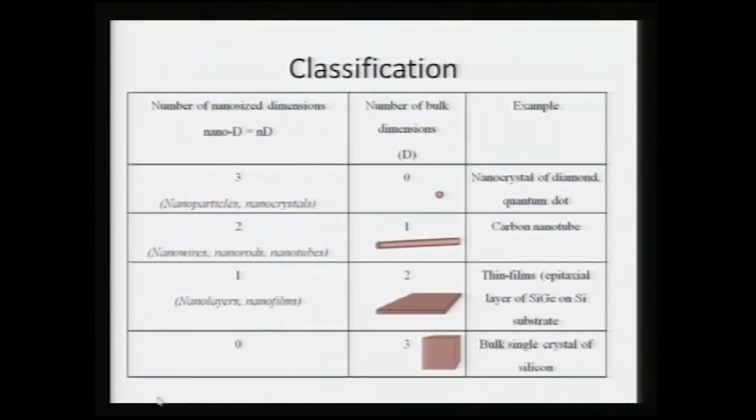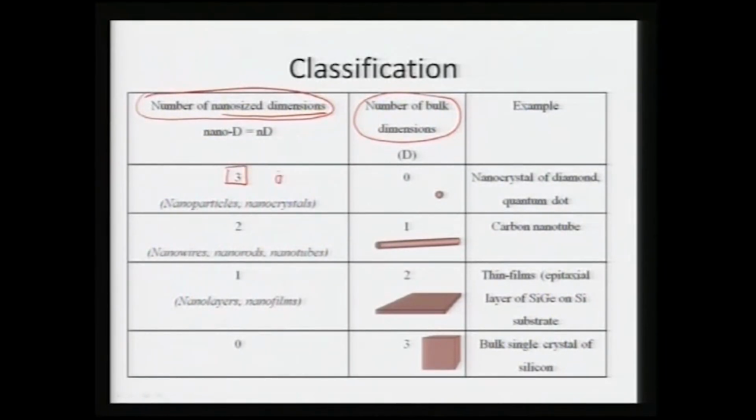So, finally, we can classify nanostructures by defining them in terms of their nano size dimensions: the number of bulk dimensions and the number of nano size dimensions. These are kind of contrary. We have a total of 3 dimensions, so the number of nano size dimensions and the number of bulk dimensions add up to 3. So, consider any entity which is nano in all 3 directions.